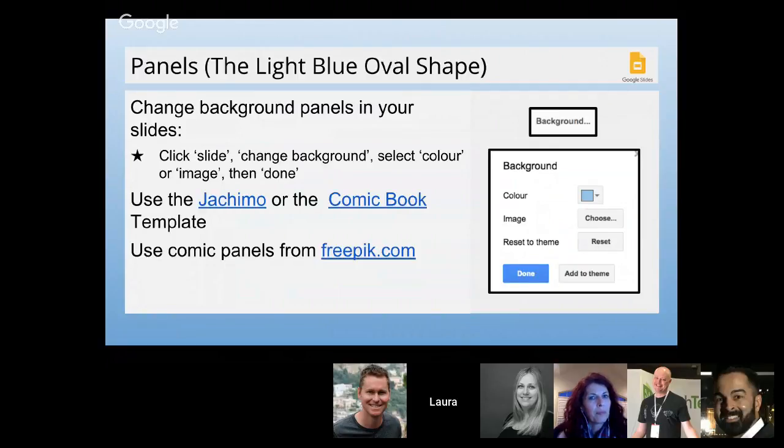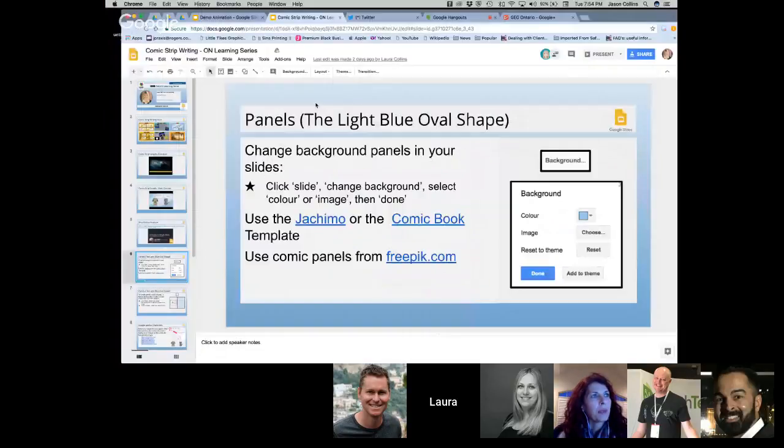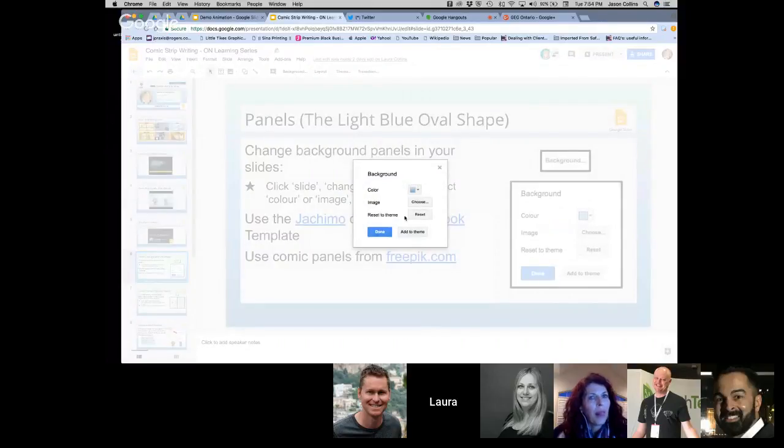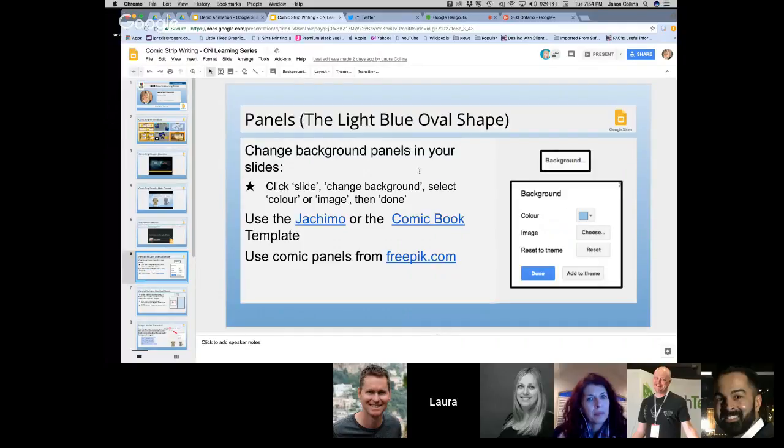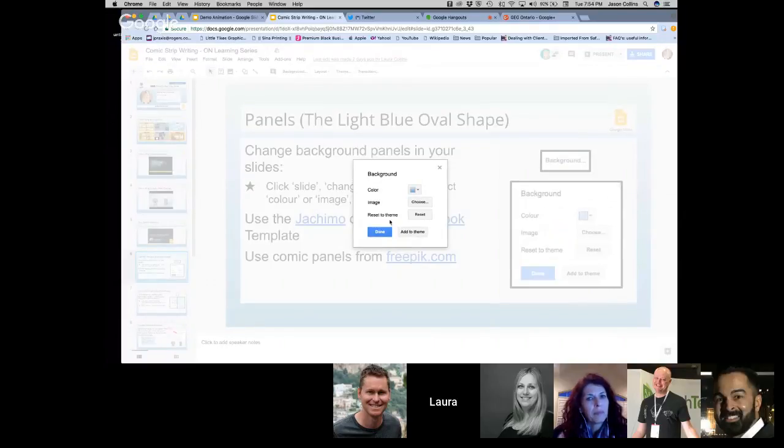Now I'm going to talk to you a little bit about the panels and how you might be able to change the background color, because obviously you're going to start with a blank slide deck and you're going to want to change the background. I'm going to put it over here in non-present mode so I can just show you. You can see that there's a shortcut up here at the very top where you can select background, and that will allow you to choose different color options for your slide deck. Or you can go into slide, change background, and then you can select again color or image.